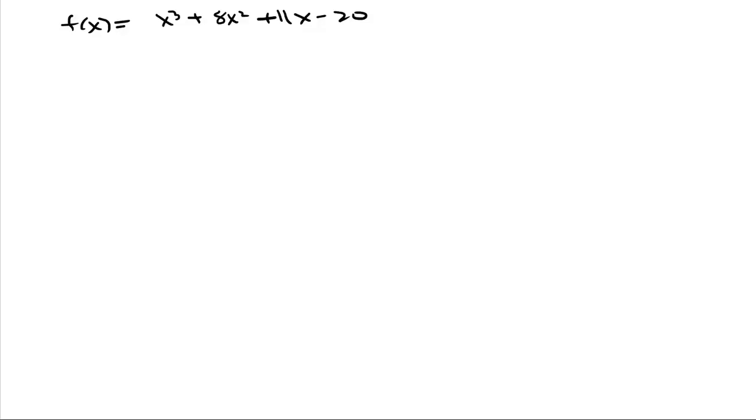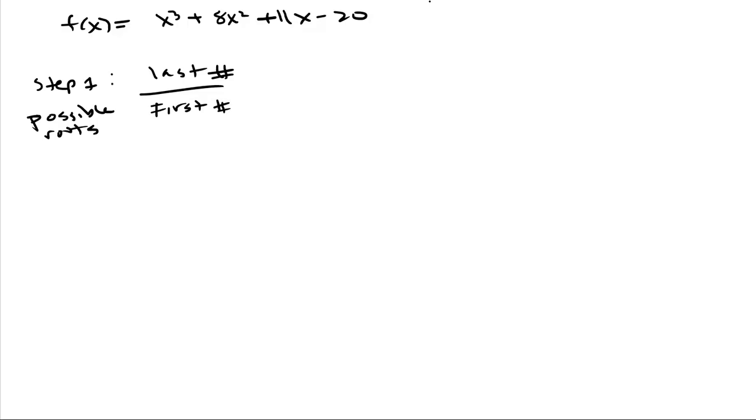Okay, I want to do one more example here, of finding the zeros or roots of this polynomial. So again, step number 1 is we want to find the possible roots, or list the possible roots. Again, you're going to take the last number and divide it by the first number, or I should say the factors of the last number divided by the factors of the first number.